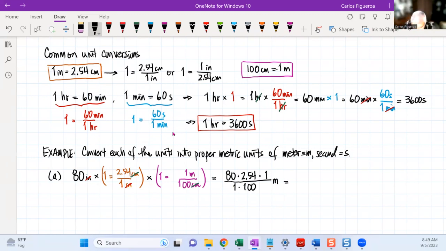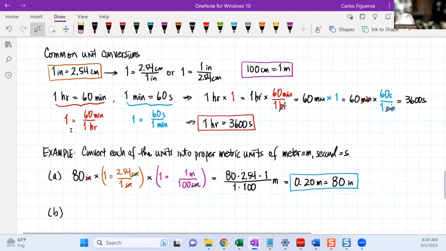So if I compute this, I'm going to get 0.20 meters. And this is the same as 80 inches. So I'm just stringing conversion factors together. Let's look at this next one.